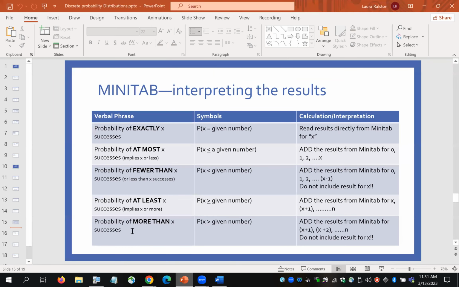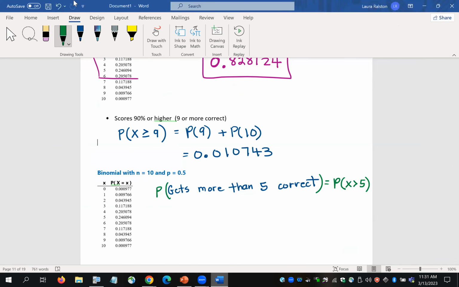And I wanted to do that because that gives you an example of this last case. For more than, you're going to add the results from Minitab for X plus 1, X plus 2, all the way up to N. Do not include the result for X. So if we're saying more than 5, that would be the probability that she gets 6, 7, 8, 9, or 10 correct. We do not include the 5.